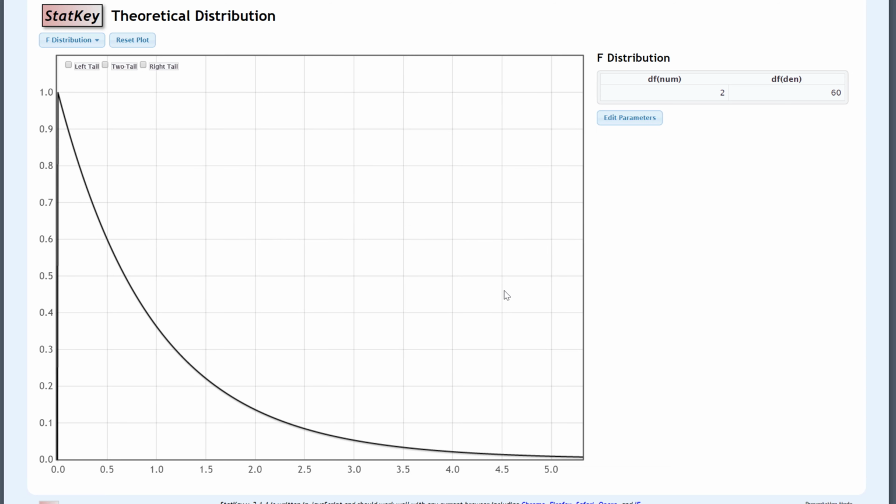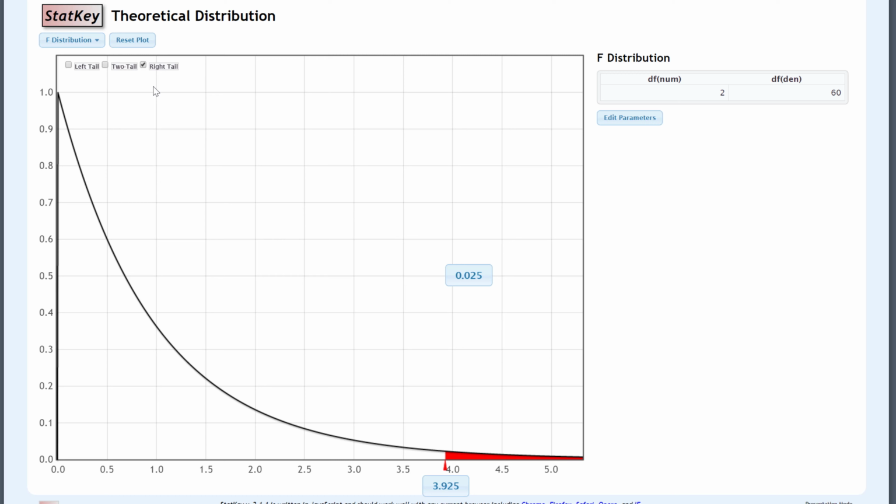After we enter in our degrees of freedom, StatKey will give us the F distribution. One thing to remember is that F tests are always right-tailed tests. An F test statistic is actually a ratio, and it's mathematically impossible for that ratio to be a negative number, so it's always going to be a right-tailed test.